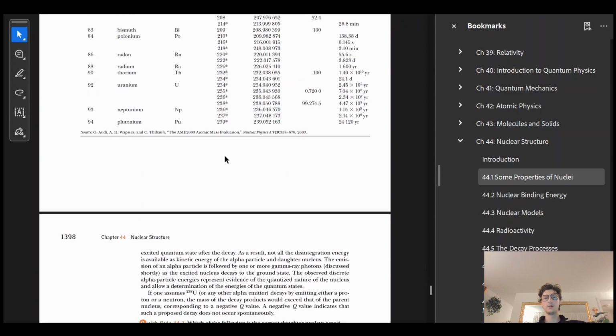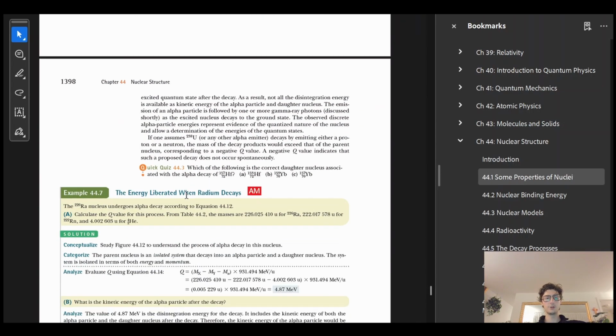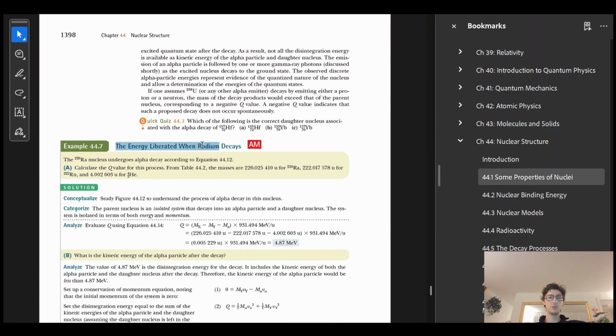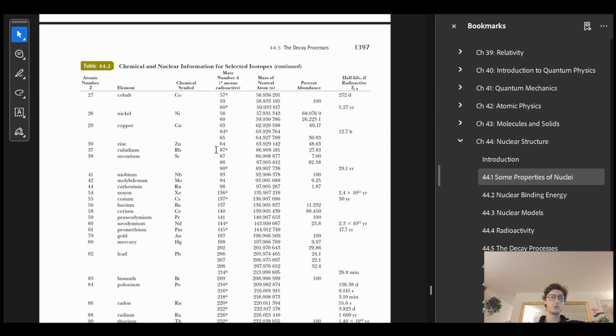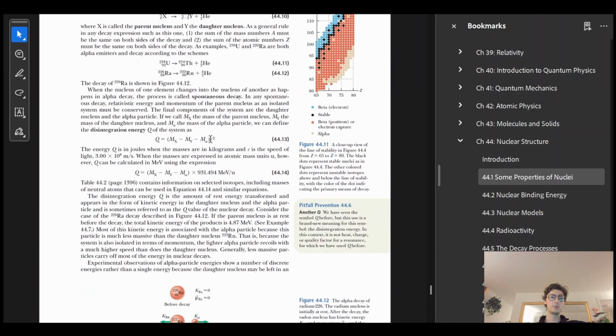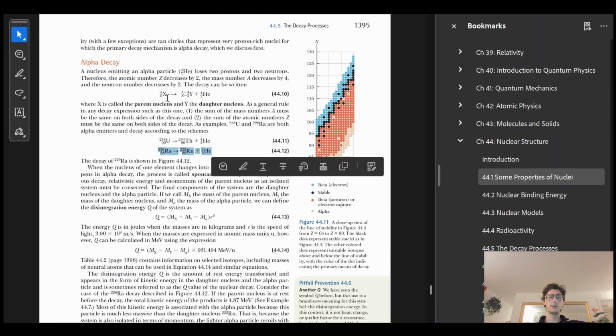You can plug it in and calculate some disintegration energy, the energy liberated when radium decays. Radium nucleus undergoes alpha decay according to equation 44.12. Is that the one that we are taking a look at here? 44.12. No, it's actually this equation here. So this equation is something completely different.